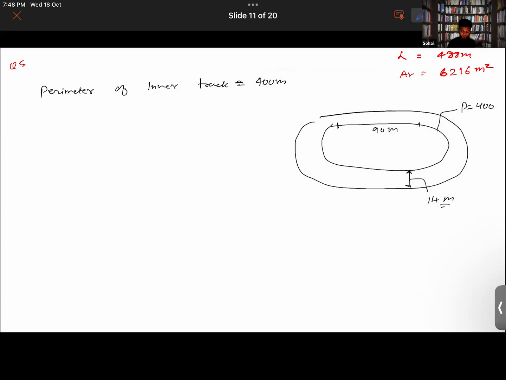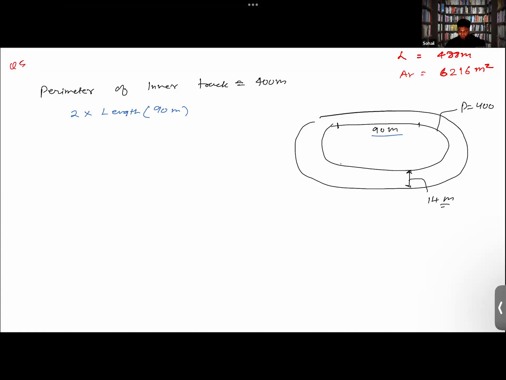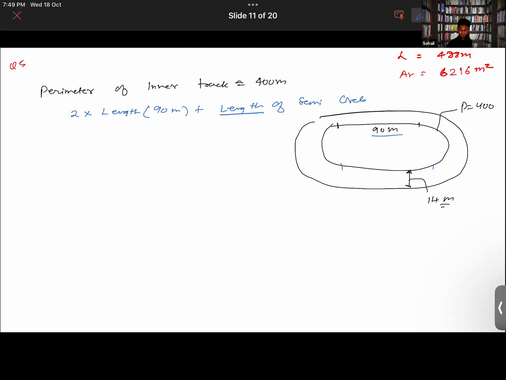So look here, perimeter of the inner track equals 400 meter, and the perimeter of the inner track will be equal to 2 times this length, 2 times length 90 meter, this one, plus the length of semicircles, isn't it? The length of semicircles also we have to add. Length basically I'm talking about the perimeter. So this one is clear.